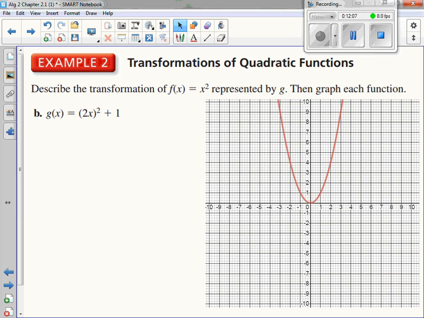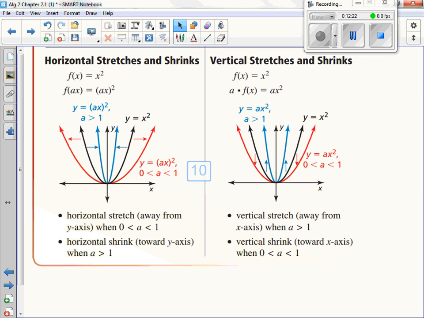2x squared in parentheses plus 1. So this one here is not one we did or looked at, because again, that 2 is a horizontal stretch or shrink because it's inside the parentheses. And when it talks about it here, if A is between 0 and 1, it's a horizontal stretch. If A is greater than 1, it's a horizontal shrink.